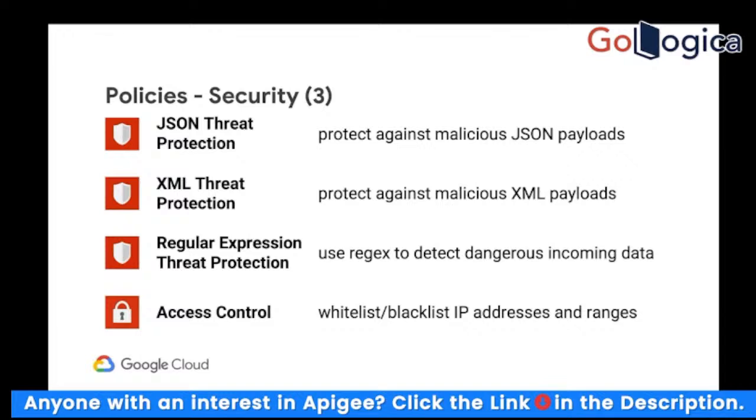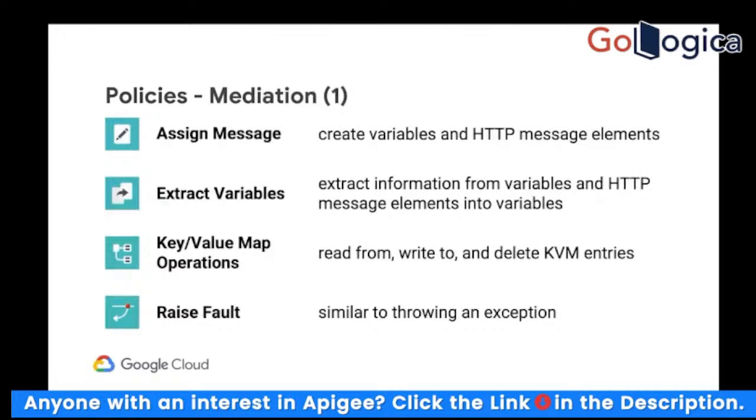Then we have mediation policies. In mediation, we are basically manipulating the payload. This is the third category. Here we have the assign message policy, which will create variables and HTTP message elements. Then we have extract variable, where we extract information from an incoming request or response and put it in a variable. Then we have the key value map operations policy, where we can manipulate key value maps. And the raise fault policy is used to manually throw an exception. So if you want to manually throw any exception, we use the raise fault policy.